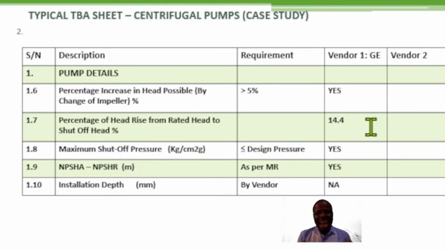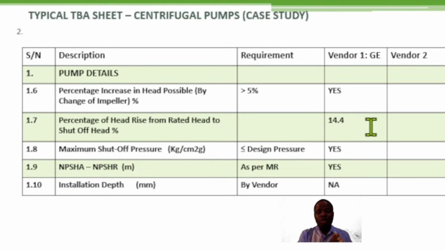And as per your own MR, is the vendor meeting that margin? Because it is advised that the margin between your NPSHA and the NPSHR shall be ensured to be at least 0.6 meter, to prevent cavitation. So your supporting test curves for NPSHR must be provided by the vendor to support this claim. So failure to meet the requirement, this is a very important requirement. Failure to meet the requirement, of course, will lead to automatic rejection of the proposed pump model by the vendor.